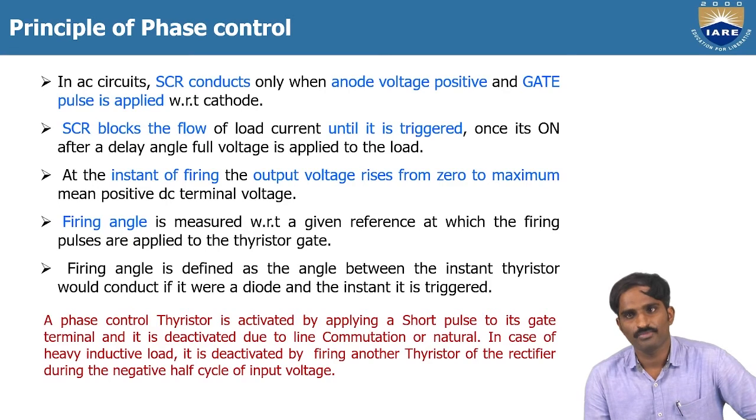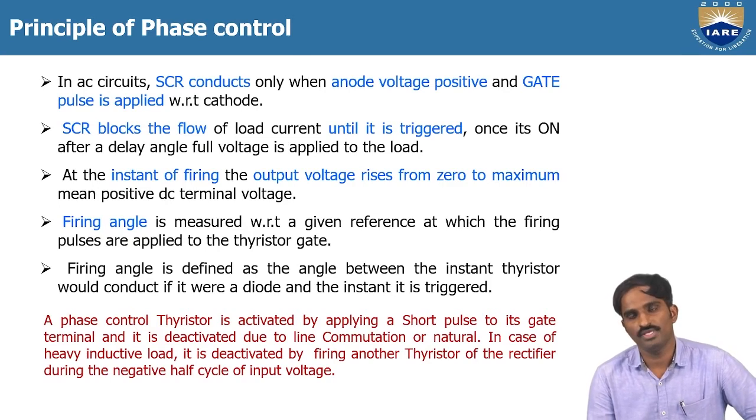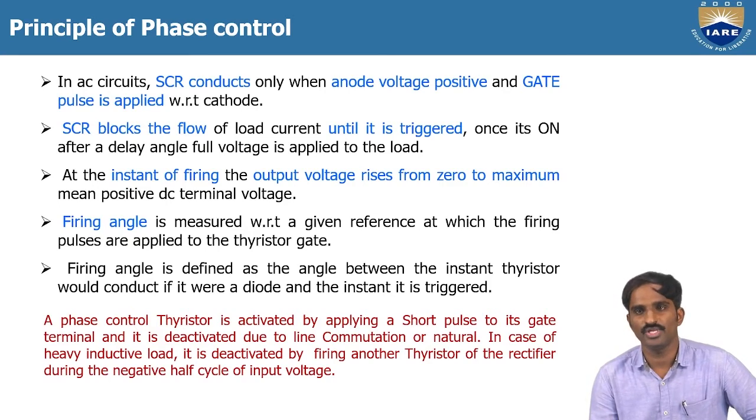And next, the principle of the phase control rectifier. So what is the principle behind the phase control rectifier? As we just discussed, to turn on the thyristor, it should satisfy two conditions. One is, you can see here, the SCR conducts only when the anode voltage is positive and a gate pulse is applied with respect to the cathode. Then only the thyristor will get turned on.